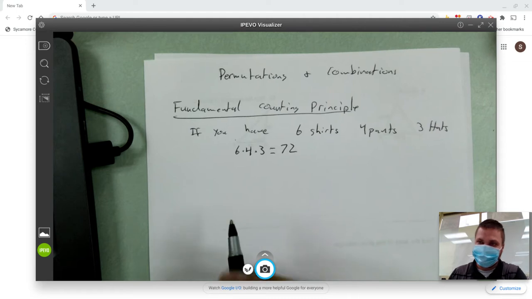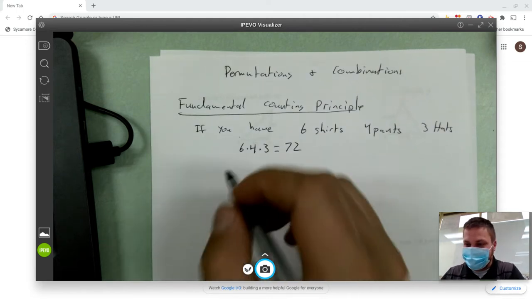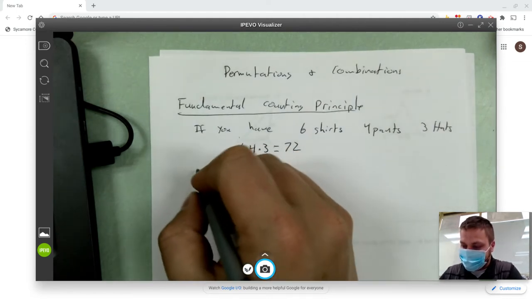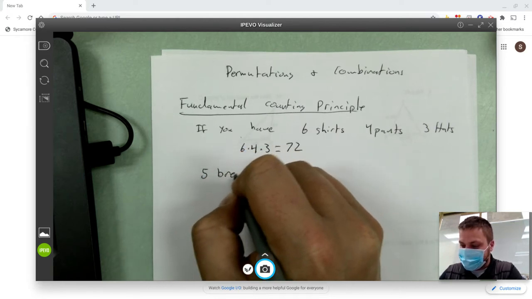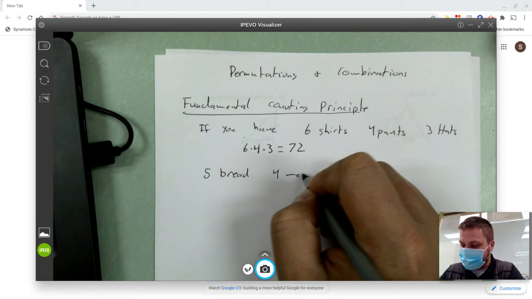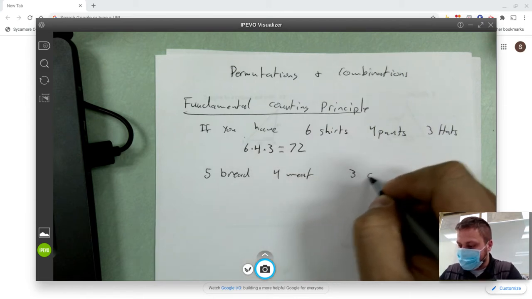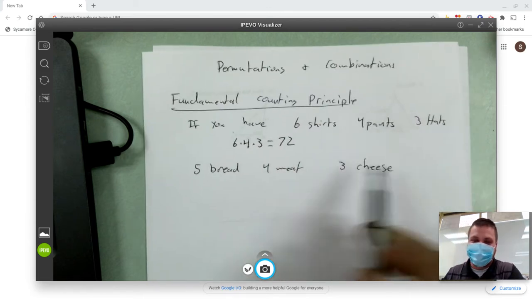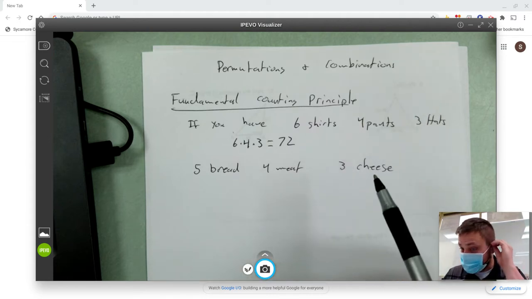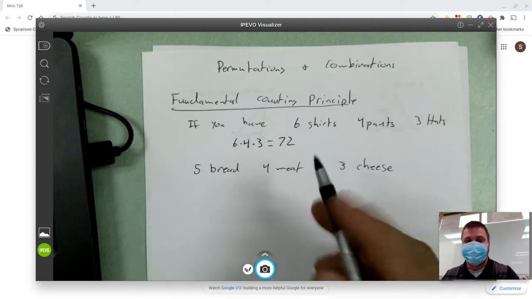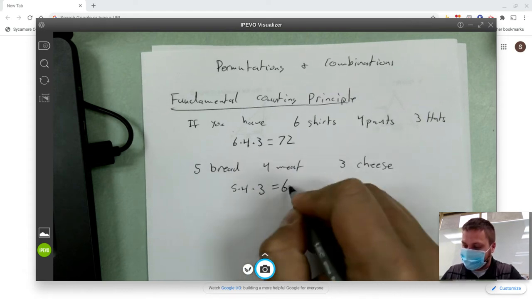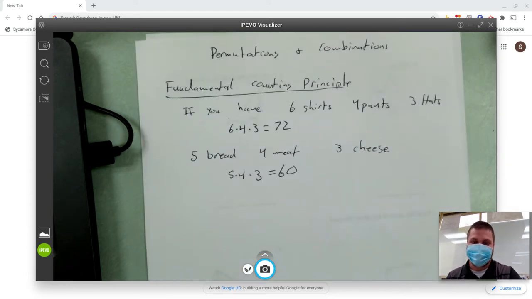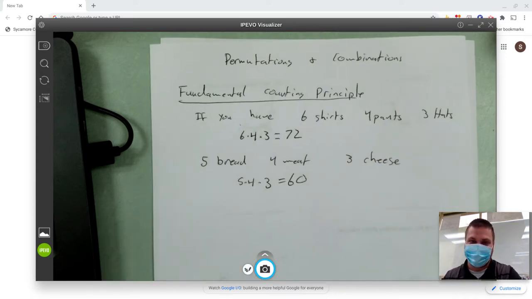Okay? Let's say that you are at like a sandwich place and they have 5 types of bread, 4 types of meat, and 3 types of cheese. Then to determine the number of sandwich options that you could produce with these things, you would do 5 times 4 times 3, which of course would be 60 different types of sandwiches. So that's the fundamental counting principle wrapped up in a very short explanation.